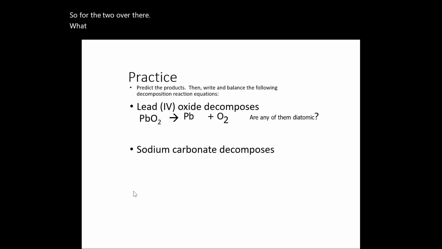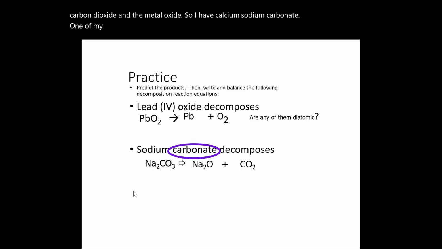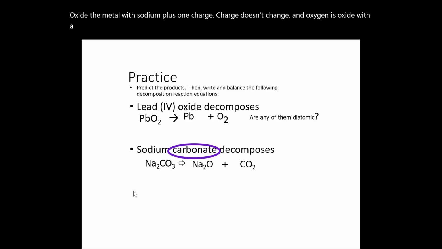What about sodium carbonate decomposing? We said carbonates decompose to make carbon dioxide and the metal oxide. So if I have sodium carbonate, one of my products is going to be carbon dioxide. And the other one is going to be the metal oxide, the metal sodium with a +1 charge. Charge doesn't change. And oxygen is oxide with a -2 charge. So it's Na2O plus CO2.